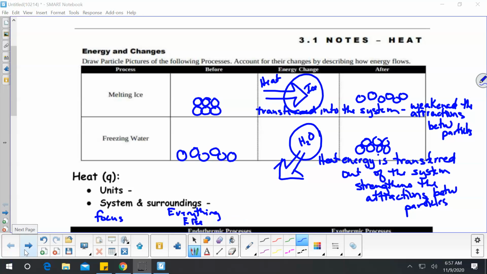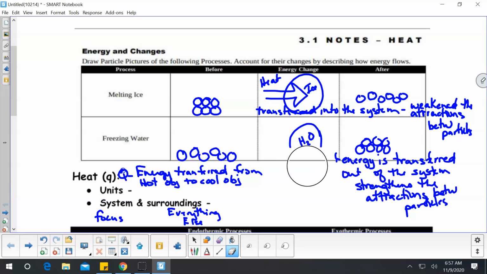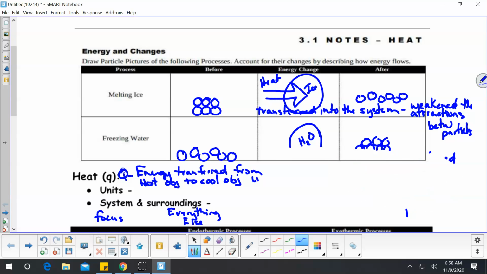So for us, heat sometimes can be represented with a capital letter Q also. So in other words, when we talk about heat, this is the energy that is transferred from the hot object to the cool object until it reaches thermal equilibrium. When it reaches thermal equilibrium, that means that the transfer between the two objects is equal.